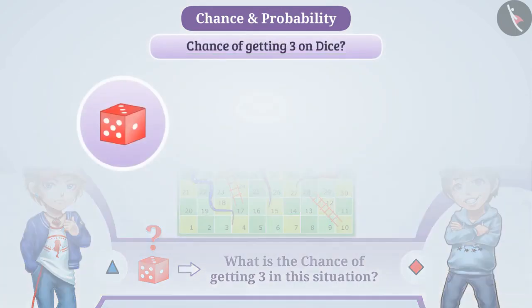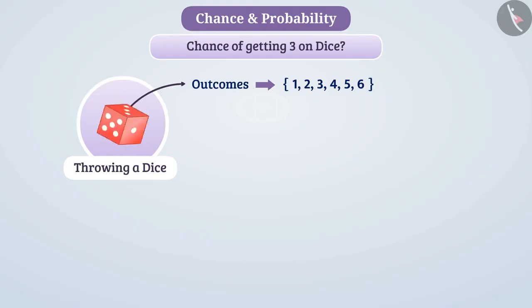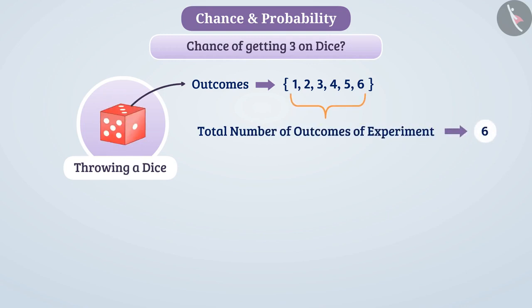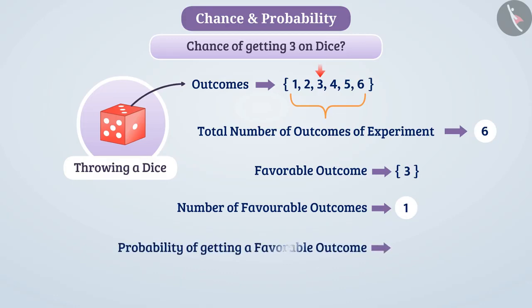Let me tell you. Throwing the dice is an experiment which can have outcome 1, 2, 3, 4, 5 or 6. We say that in the experiment of throwing a dice, the total number of outcomes is 6. Since we are required to get 3, the number of desired results, that is, the number of favorable outcomes, is 1. In this way, we can say that the number of favorable outcomes is 1 out of all 6 outcomes. This is why we say that the probability of getting a favorable outcome is 1 out of 6, that is 1 by 6. To know the probability better, let's understand some of the terms used in its context.